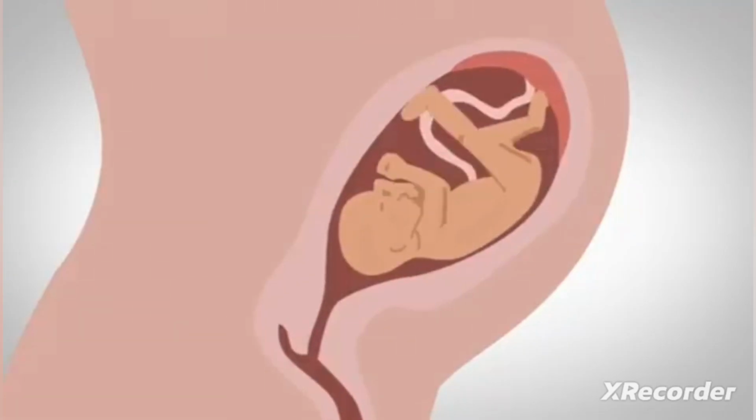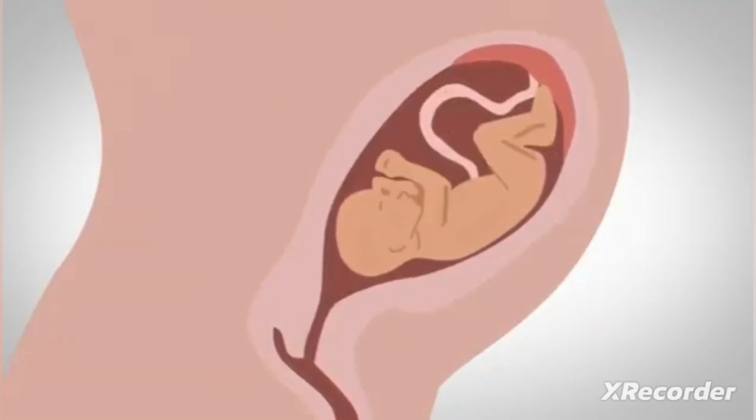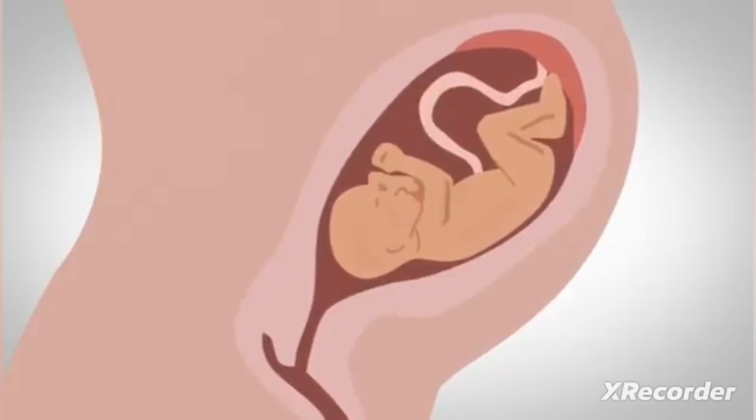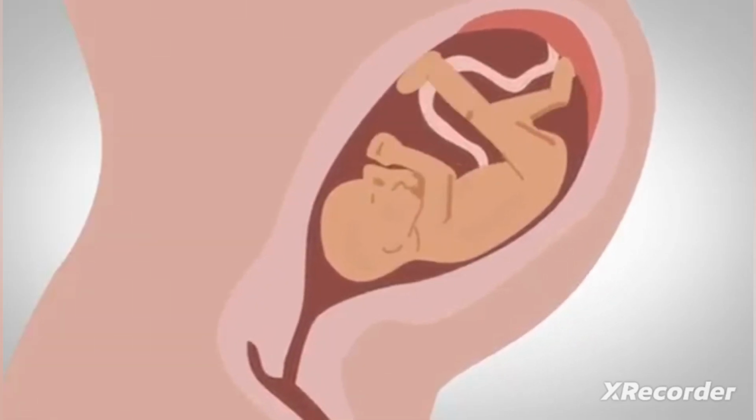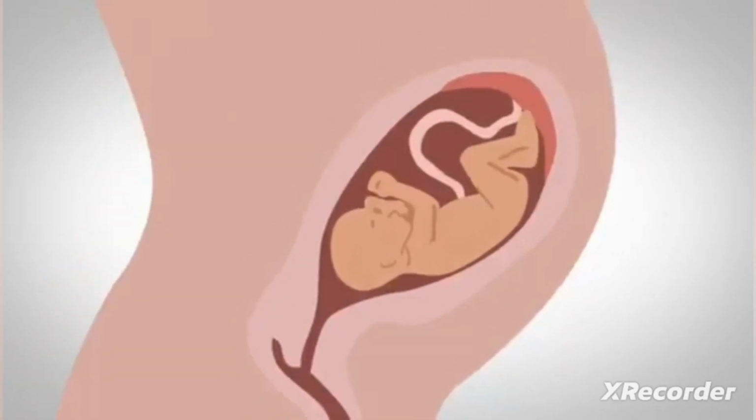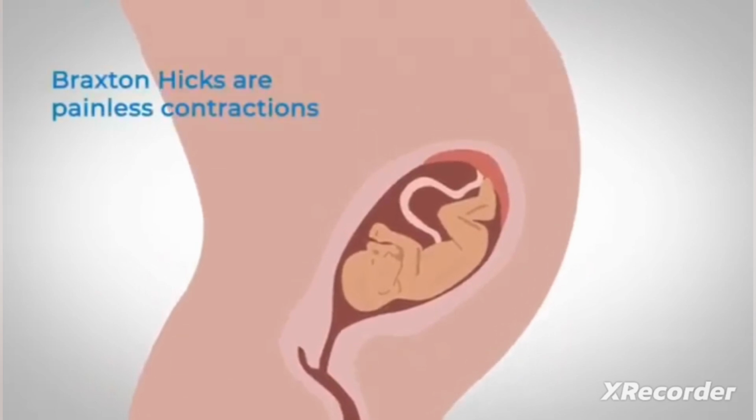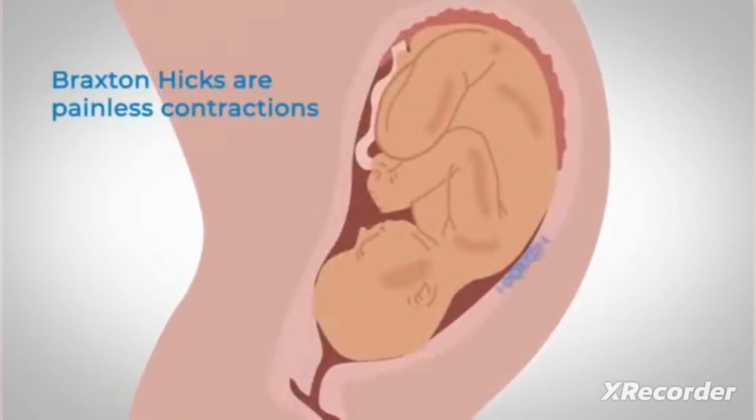At first, this movement may feel like a butterfly or bubbly, but will get stronger and become more noticeable as your baby grows. You may start to have Braxton Hicks from 20 weeks. These are the painless tightening of your womb, or practice contractions, during the third trimester.